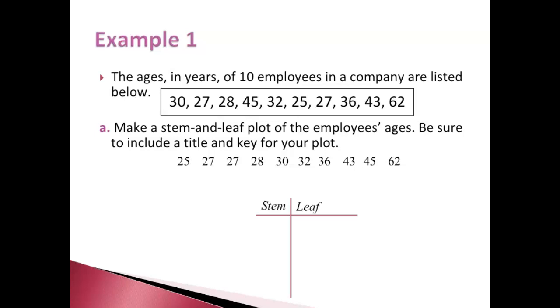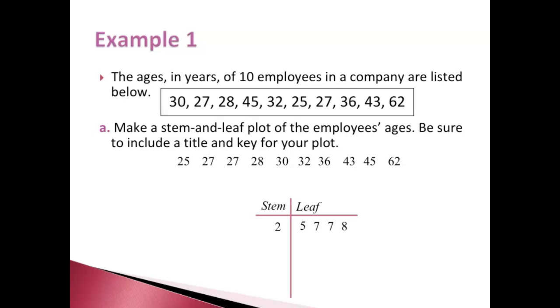So for example, 25, 27, 27, and 28 can all be represented in the same row because they have the same stem, the 2. They all start with 20 something. And then the leaves would be the ones place, so that would be 5, 7, 7, and 8. We can continue to do the same thing for all these data points.